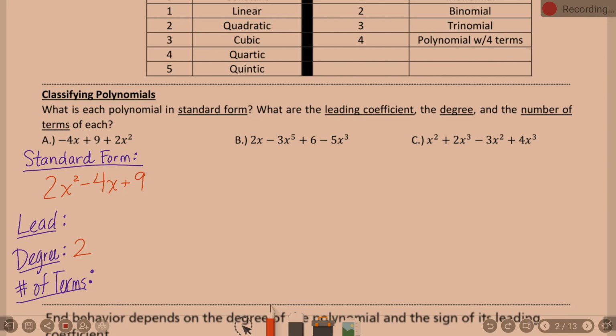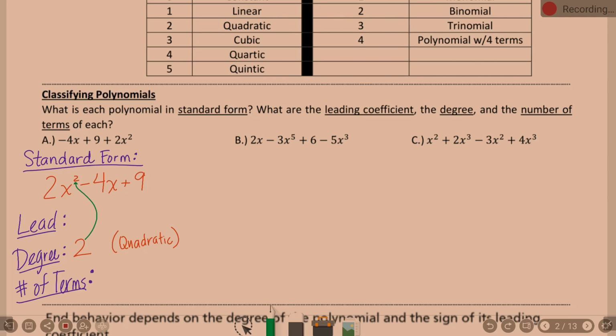Now, in my notes, I just have 2 written down. However, there is a name associated with it. A degree of 2 is quadratic. I'll be honest, I don't remember what Savas wants or what they use. So be familiar with both, right? It's a degree of 2. The word is quadratic. And that is because of that 2 right there. That's the reason it's a degree of 2.